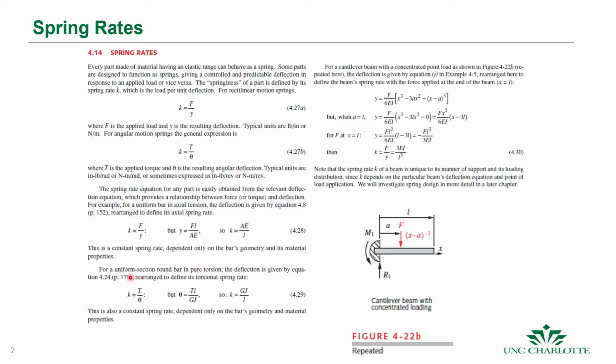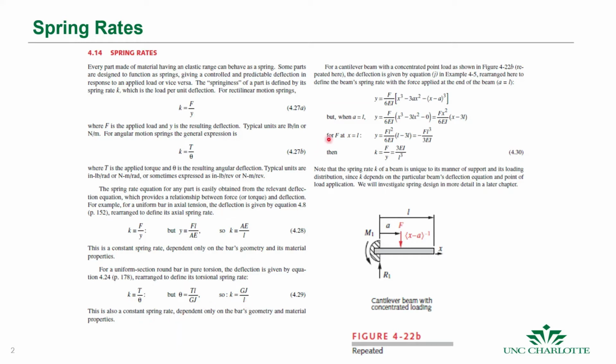We can get the stiffness of a bar in pure torsion by just keeping these things in mind, that the spring rate is the applied force or load over the deflection. The deflection in the case of the round bar in pure torsion is given by this equation. Obviously, we have different theta representations for different cross-sectional geometries. So we can find the spring rate for a bar in axial tension is this.